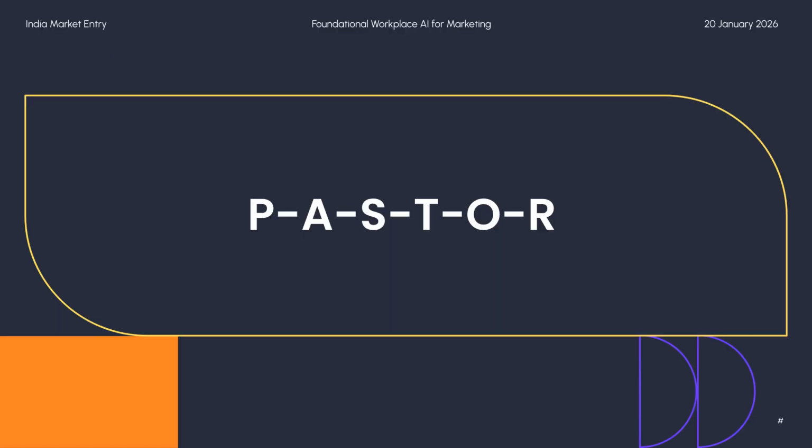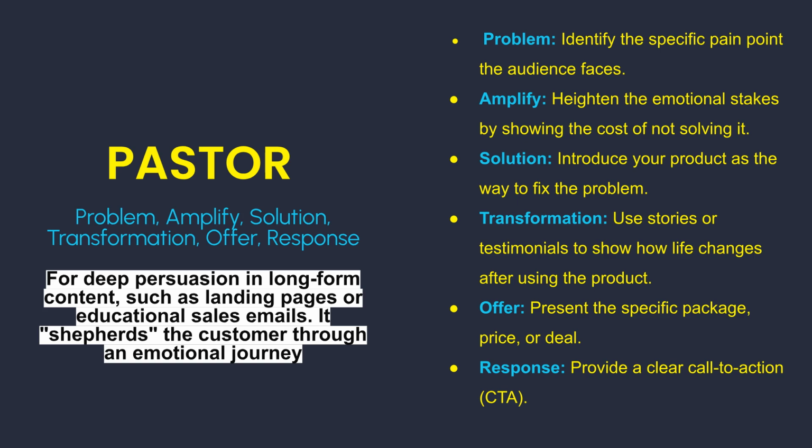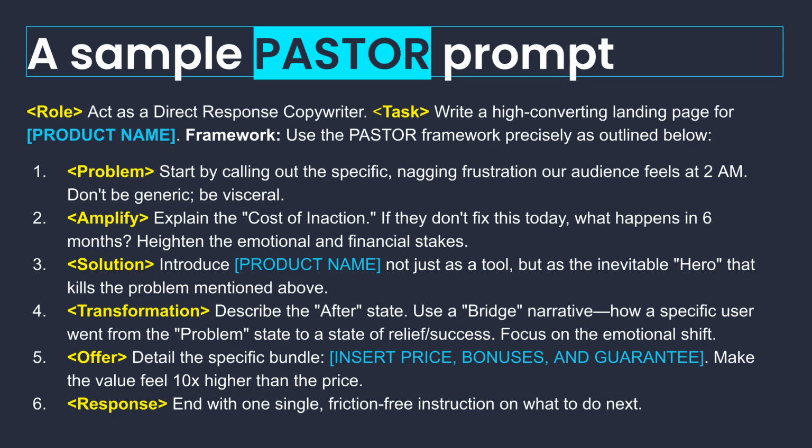Next, the COSTAR framework. COSTAR stands for Problem, Amplify, Solution, Transformation, Offer, and Response. It's designed for deep persuasion in long-form content, guiding the customer through an emotional journey towards a clear call to action. A sample COSTAR prompt directs the AI to act as a direct response copywriter. It explicitly mandates the use of each COSTAR element to structure a high-converting landing page, from identifying the problem to specifying the offer and response.